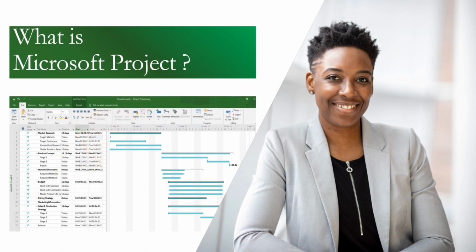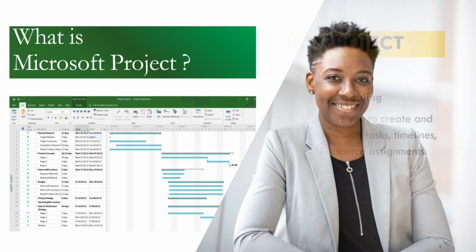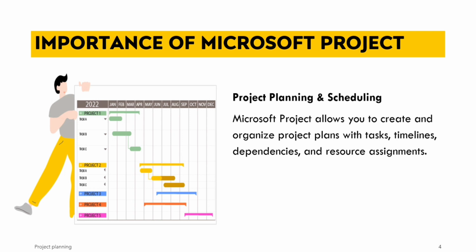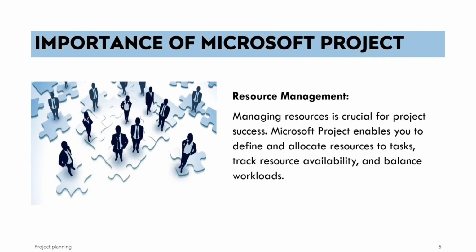So, Microsoft Project 2016 is a project management software developed by Microsoft. It offers various features and functionality to help users plan, track, and manage projects efficiently. The importance of Microsoft Project are project planning and schedule, which allows you to create and organize project plans with tasks, timelines, dependencies, and resource assignments. And then we have resource management. Microsoft Project enables you to define and allocate resource to tasks, track resource availability, and balance workload.